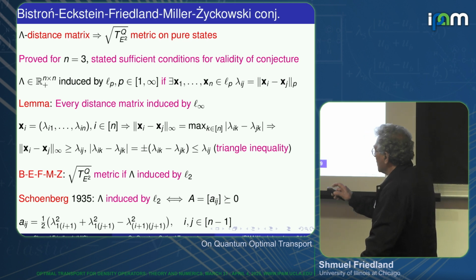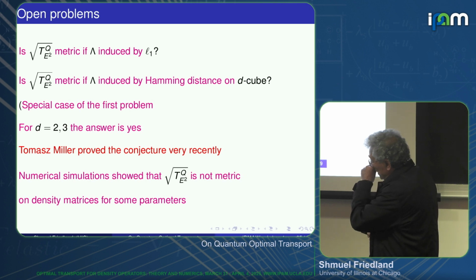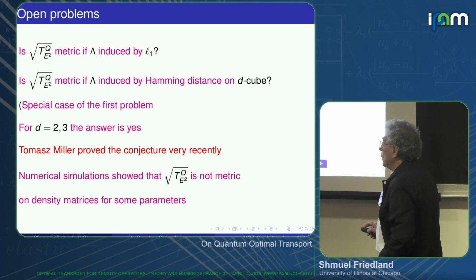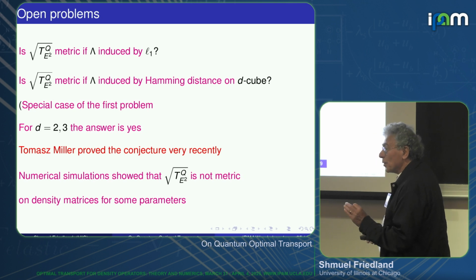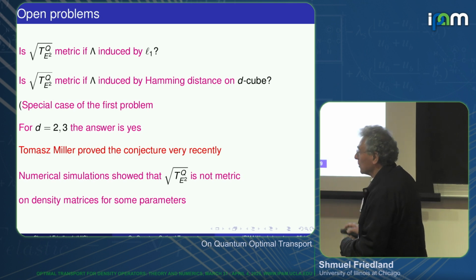And we use a result of Schoenberg. I don't want to get into the details. So now we have open problems. What happens if this is induced by L1? Or is it a metric if lambda is the Hamming distance? For d equals 2 and 3, we know the answer. But now Thomas Miller proved this conjecture, and he also discussed one way to show the generalized distributions in physics. It means vectors whose sum is 1, but not all p_i are non-negative. So this is very nice.